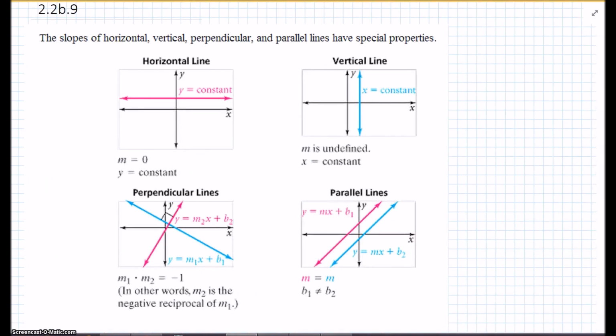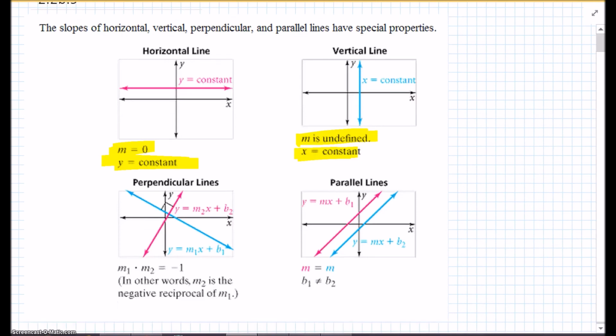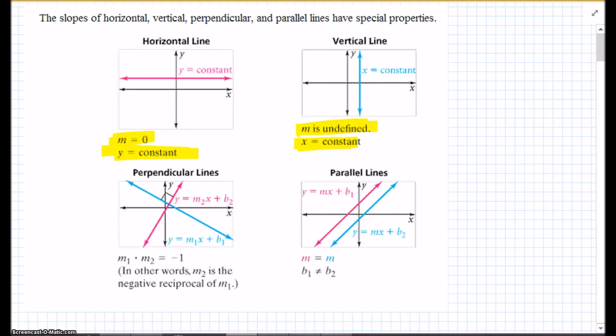Okay, slopes of horizontal and vertical lines and perpendicular and parallel lines have special properties. A horizontal line, the slope is 0 and the y value is constant. If it's vertical, the slope is undefined because you can't divide by 0, and the x is constant. It'll be set x equals. Perpendicular lines, the slopes are negative reciprocals. The product of the slopes equals negative 1. Parallel lines, the slopes are the same, but the y-intercepts are different.